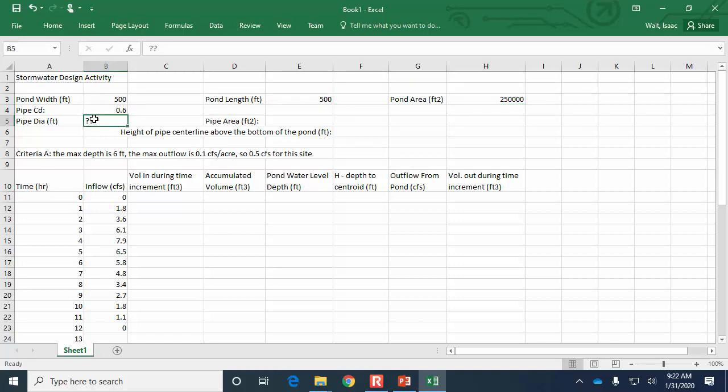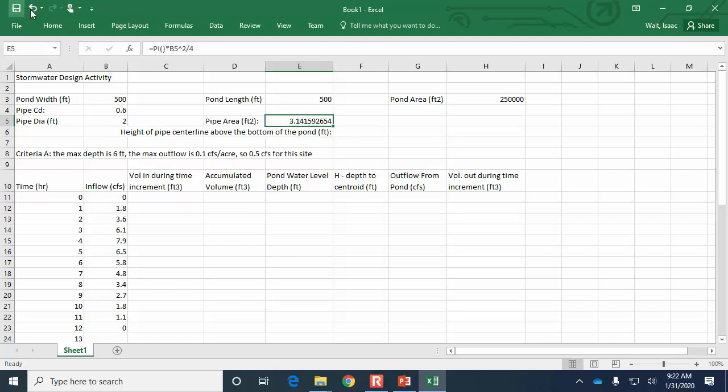I also don't know what pipe diameter is required, because both of these things are going to affect the flow rate out. The length and the width is going to influence how deep the water gets, and then the pipe diameter affects the flow rate out, and both of those things are interrelated. So as a starting point for the pipe diameter, let's say, what if the pipe diameter is 2 feet? If the pipe diameter is 2 feet, then I can calculate the cross-sectional area of the pipe from that.